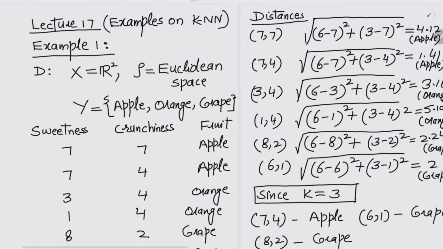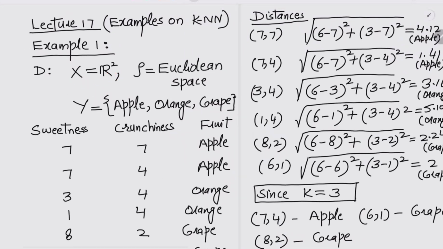Suppose we have a data set which belongs to R square. The features belong to R square. And we already discussed in the previous video that we must have a metric space defined on R square. In this case, it is Euclidean space, Euclidean distance. And the labels are these three fruits.